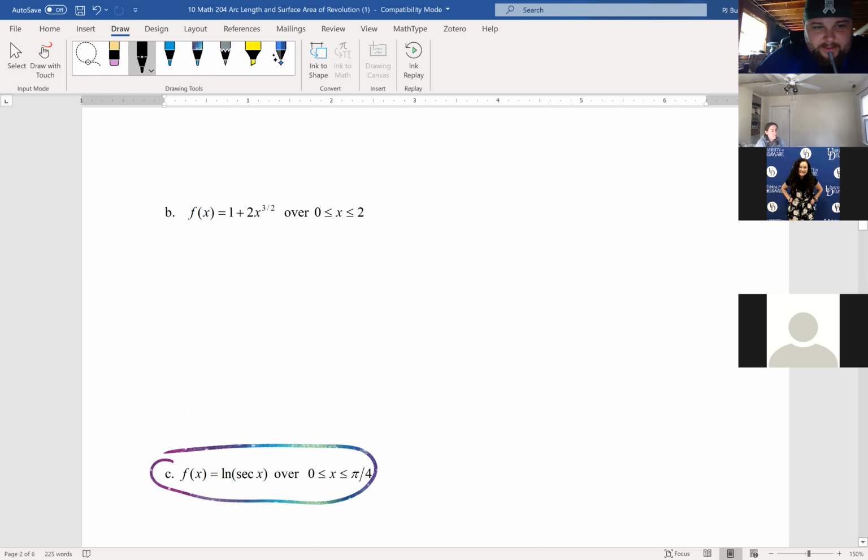So let's go ahead and take a look at B. We're given the function, and we're given from 0 to 2. So we know right away that the integral is from 0 to 2, square root 1 plus. Now I need to find f prime.